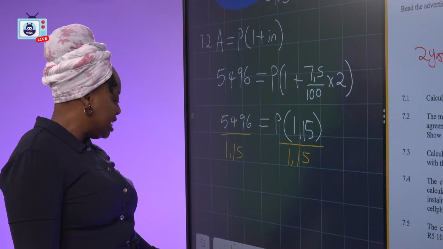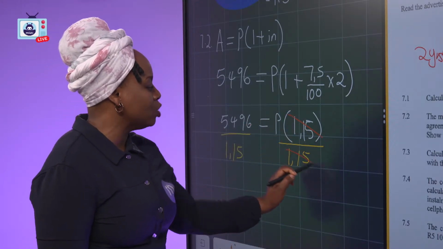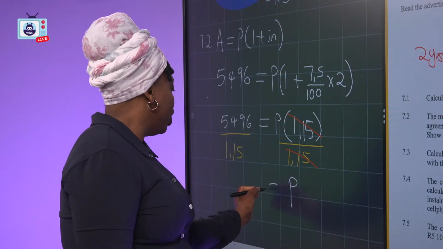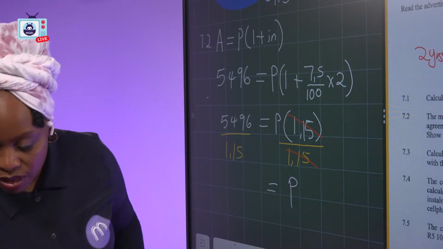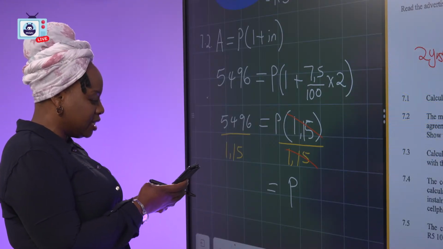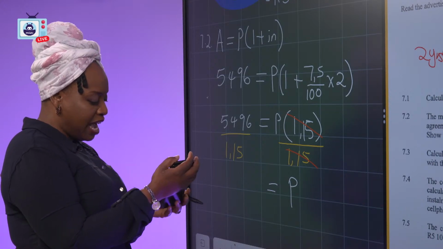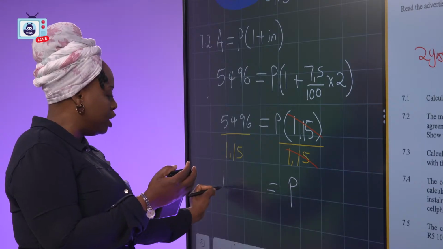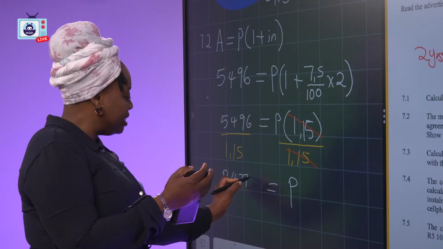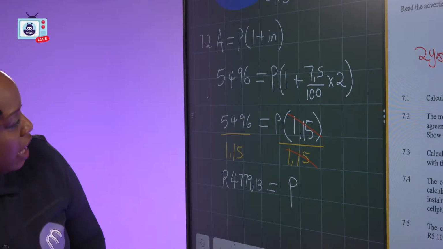When we do that, 1.15 from the right will then divide for us to have 1, and then we will remain with P only, which will give us the answer. So if you take your calculator again and you say 5,496 divided by 1.15, that should give us what they said it should be. So it is giving us 4,779 rand and 13 cents indeed. So we have calculated that.